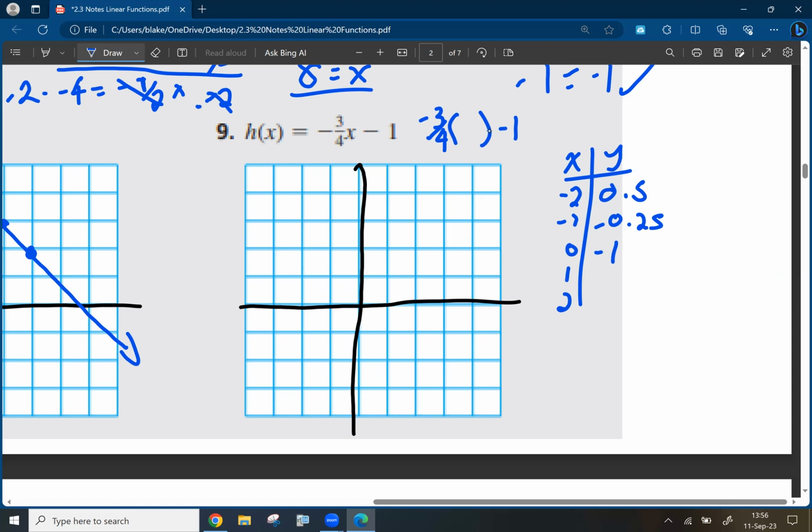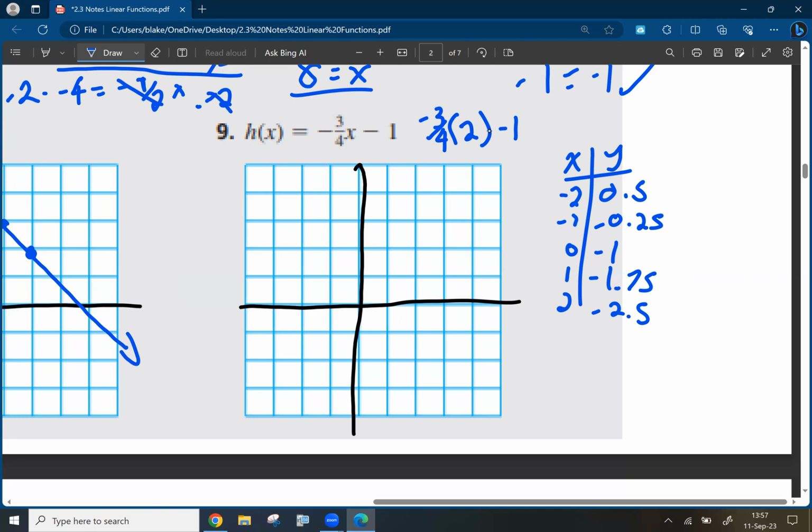If you plugged in positive 1, this would be negative 3/4 minus 1, or negative 1 3/4. So negative 1.75. And if you plug in 2, this would be negative 6/4, which is negative 3/2. Minus 1 would be negative 2.5. So you're more than welcome to use a calculator to help you get those numbers.